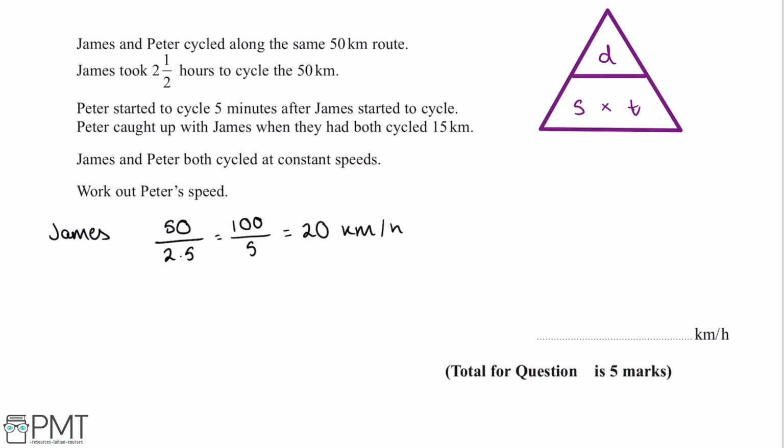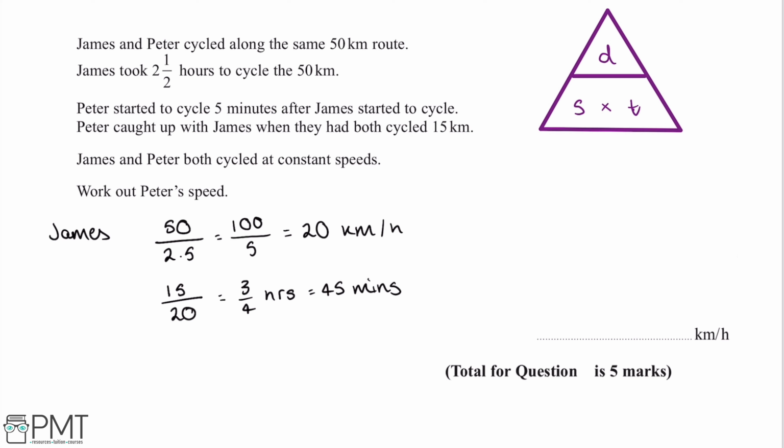So the next piece of information we can see is that Peter started to cycle 5 minutes after James started to cycle, and Peter had caught up with James when they had both cycled 15 kilometres. So what we can do is we can work out how long it took James to cycle 15 kilometres. So we can do 15 divided by 20, because our time is equal to distance divided by speed, and this gives us 3 over 4 hours. Which is also equal to 45 minutes. So this tells us that it took James 45 minutes to cycle 15 kilometres.